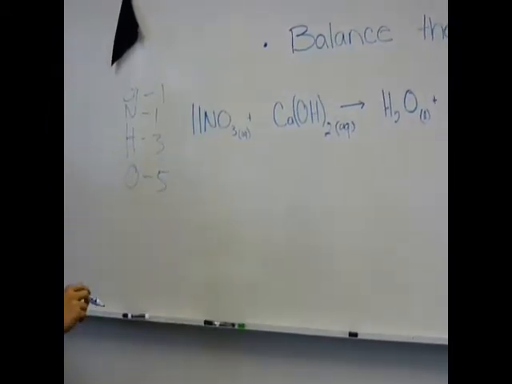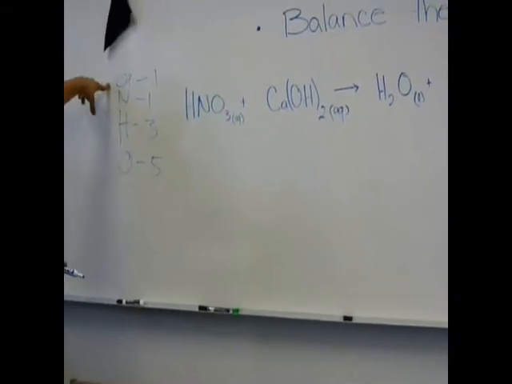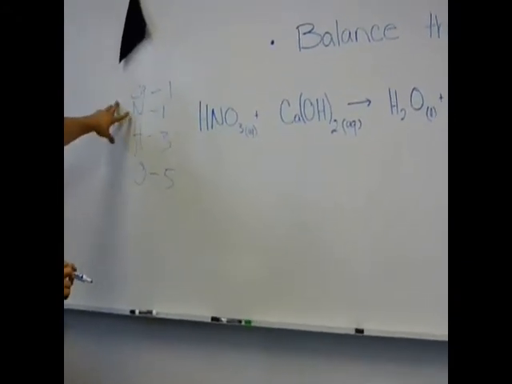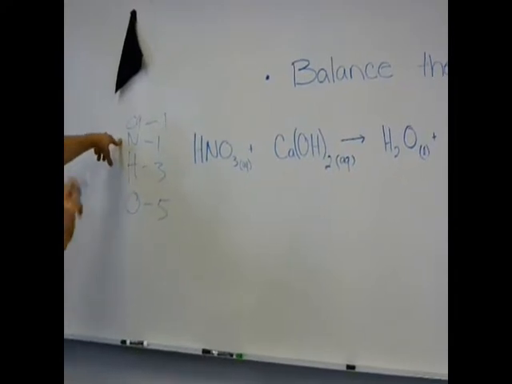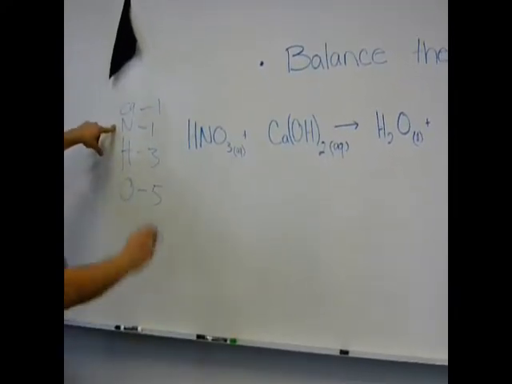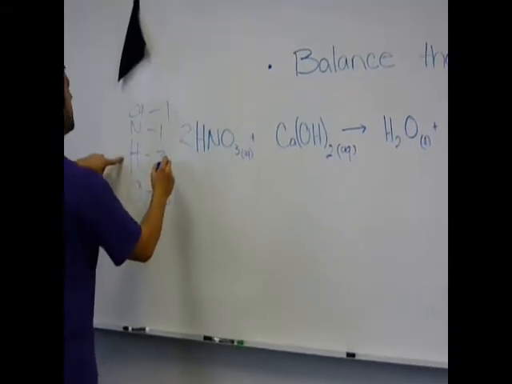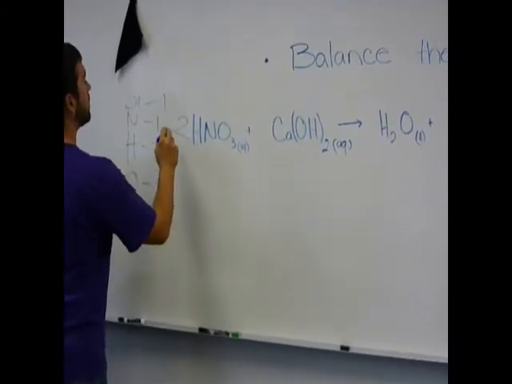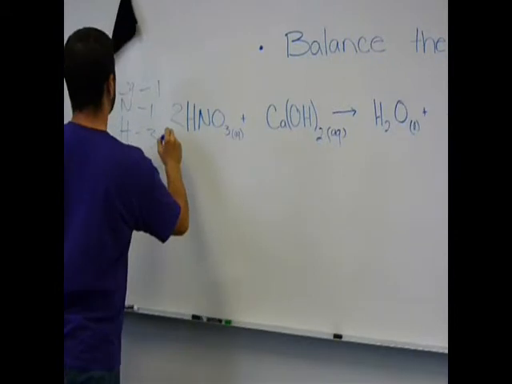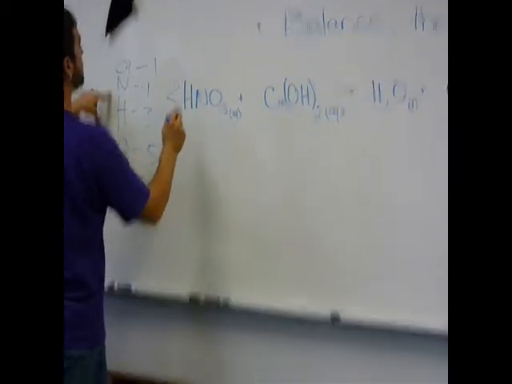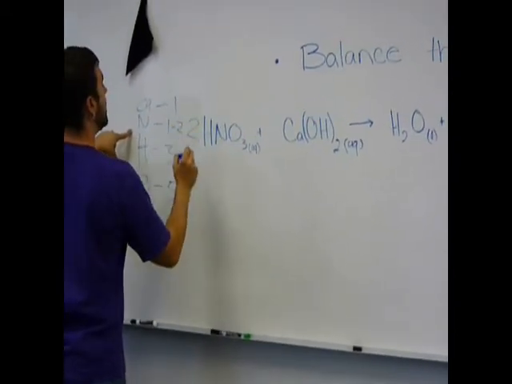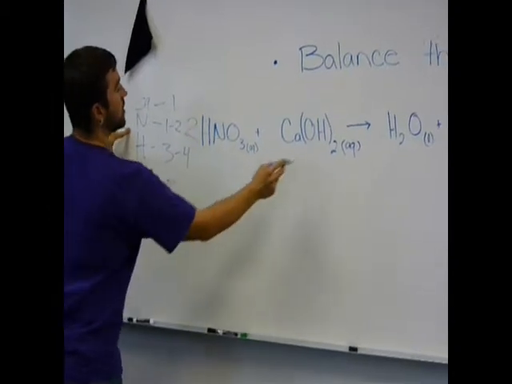Okay, so now let's start with the first one. Calcium is good to go. We have 1 on each side. Nitrogen, we have 1 on this side and 2 on that side. So I'm going to stick the 2 in front of this. So that changes hydrogen to 1, 2, 3, 4. Changes nitrogen to 2. Oxygen to 3, 6, 7, 8.